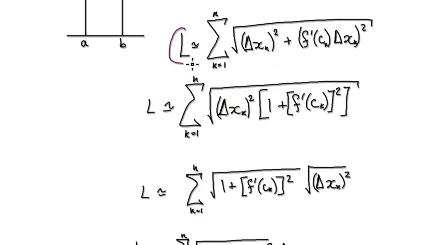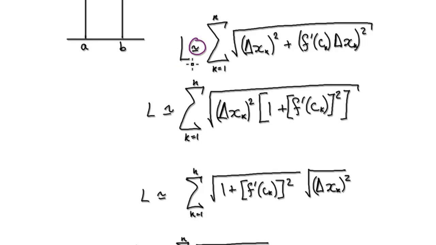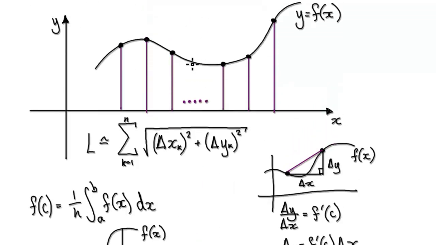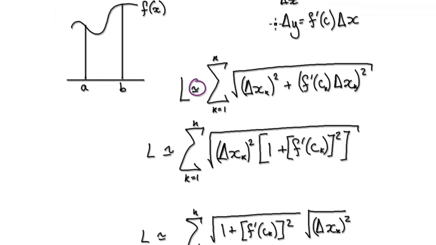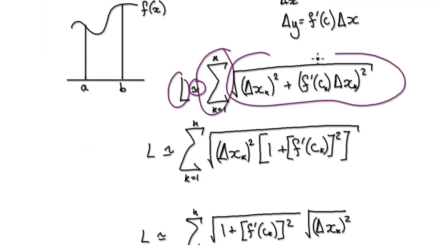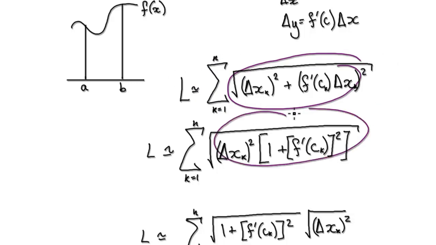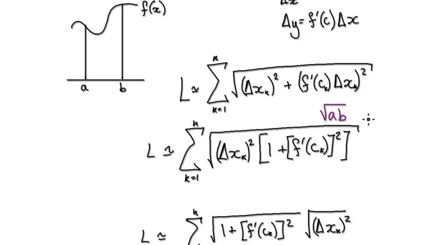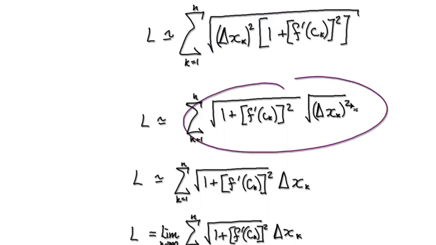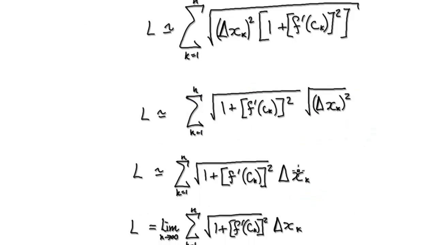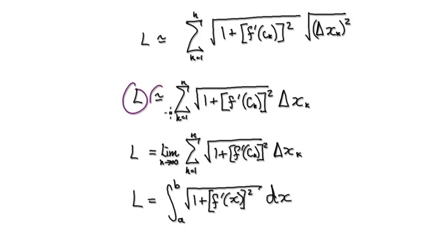So remember, the arc length is approximately us summing up all these diagonal lengths. So down here, the arc length is us summing up all the diagonal lengths. Tidy this up, and that will take us to here. Then remember, the square root of a times b is equal to root a times root b. So we can break this up as one thing and then another thing. That will take us to here, then tidy this up. That will become this, and so the arc length is approximately this thing here.